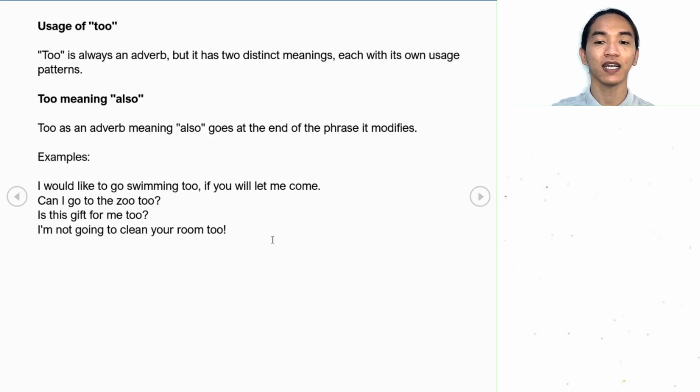If you will let me come. Can I go to the zoo too? Is this gift for me too? I'm going to clean your room too. All right? So it means also, but put it at the end of your phrase.